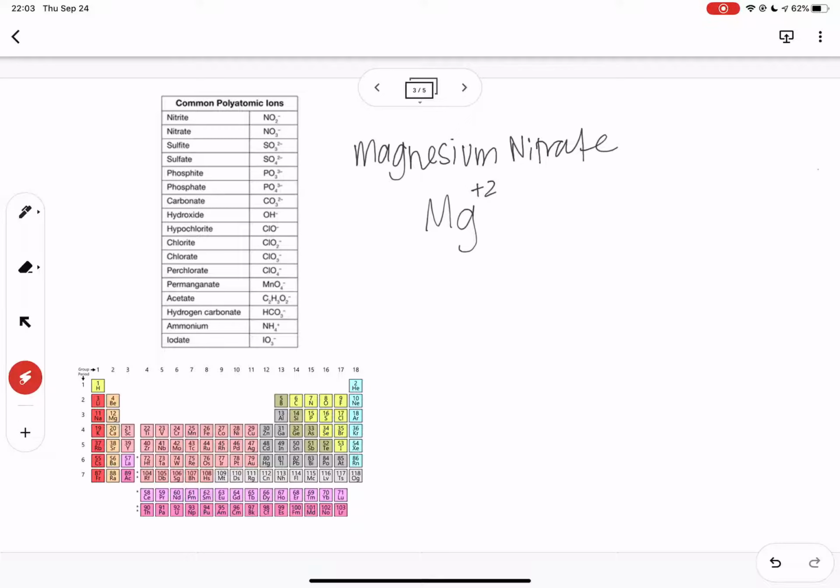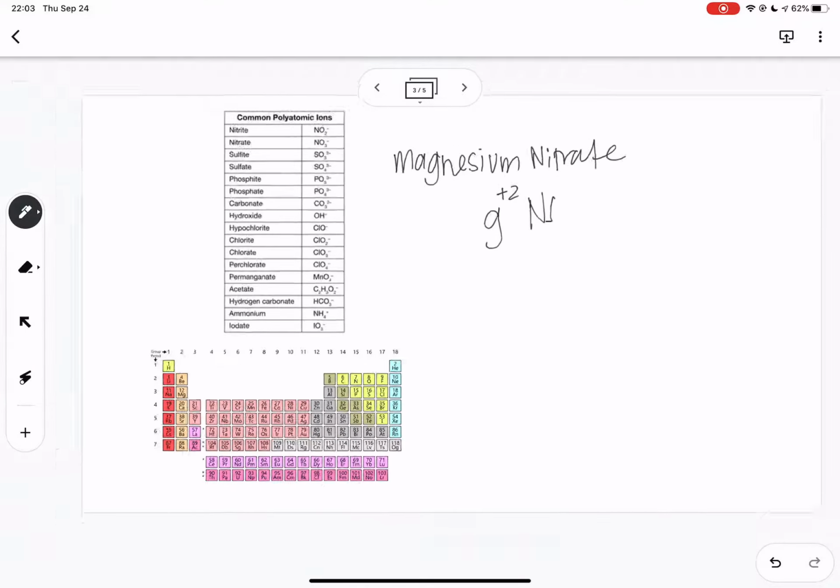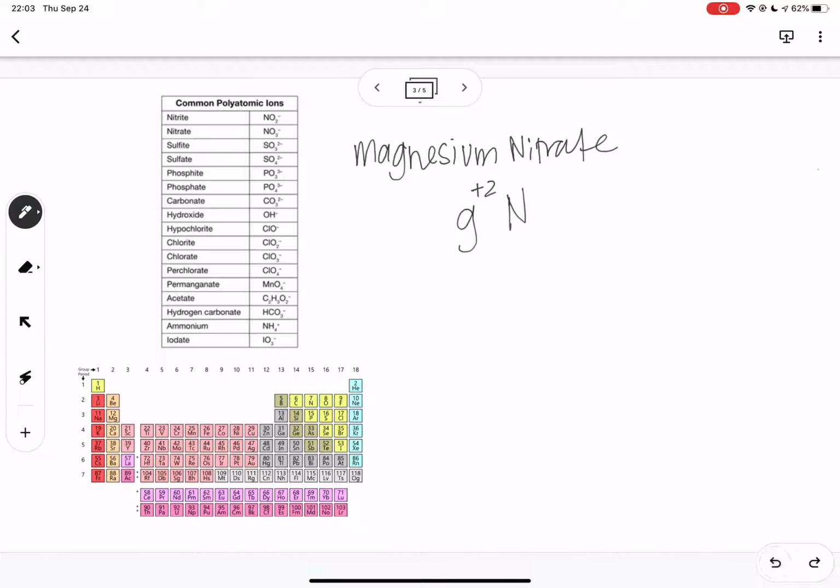And then nitrate. So here's the big mistake students make. They see nitrate and they're like, oh, that's nitrogen. It's not. It would be nitride if it was just nitrogen by itself. Because it's nitrate, when you see that name, you have to recognize, oh, that's a polyatomic ion. I need to go look up what that is. NO3 with a -1 charge.